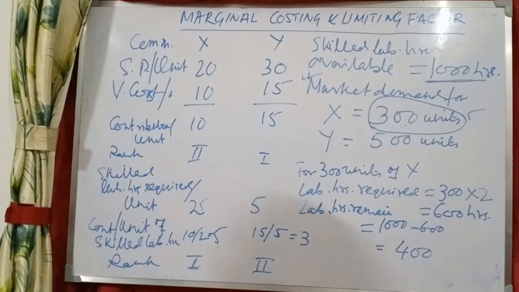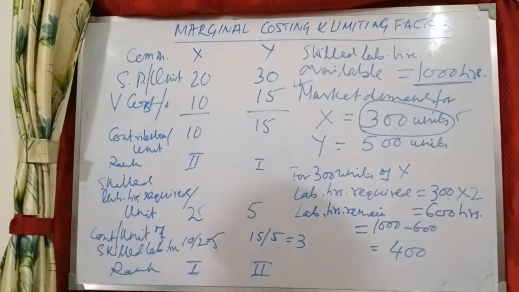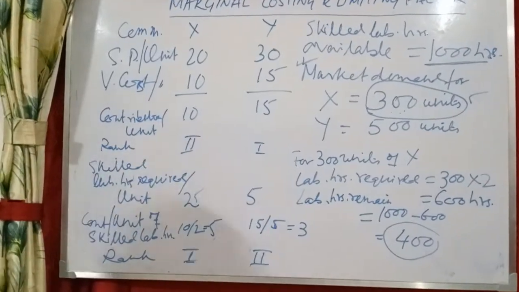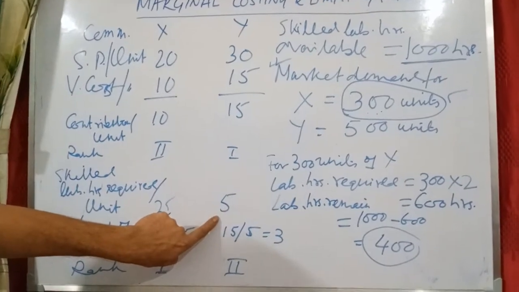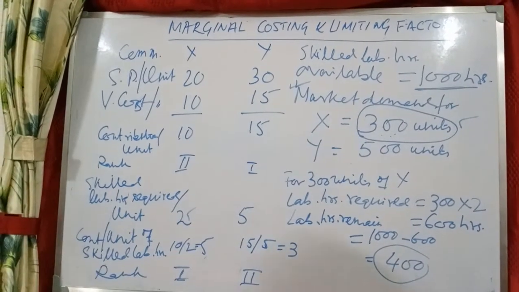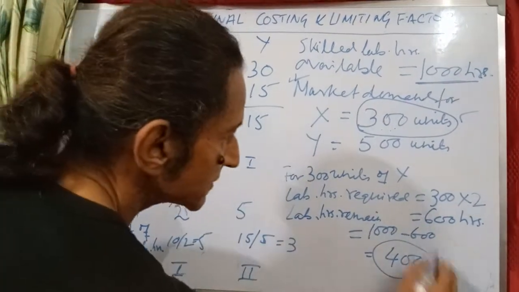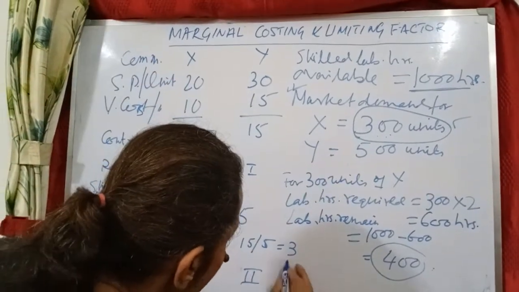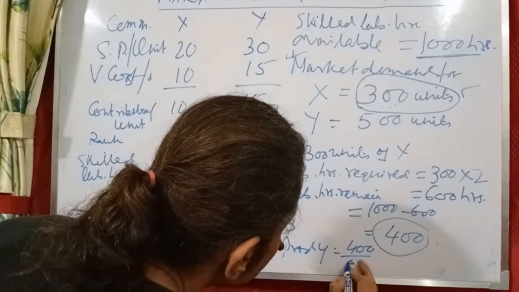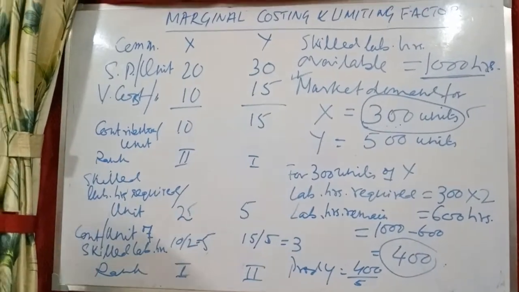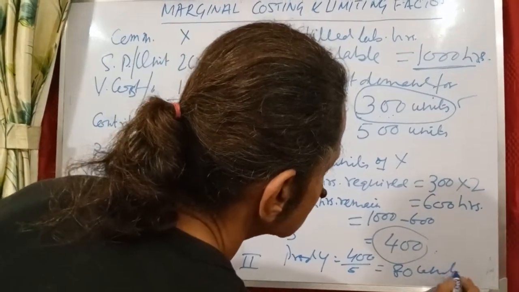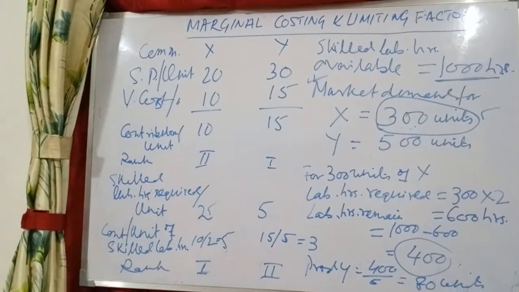Okay. So how many units can the firm produce by using the remaining labor hours? The product Y needs 5 hours to produce 1 unit. So by using 400 hours, product Y can be produced 400 by 5, that is 80 units.